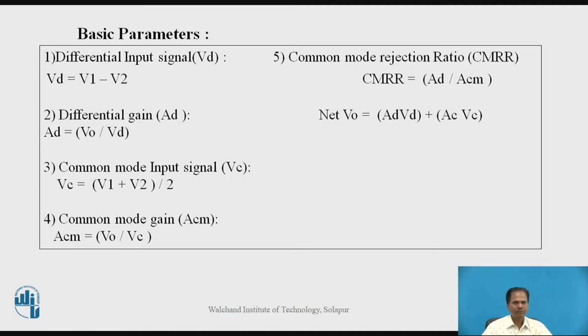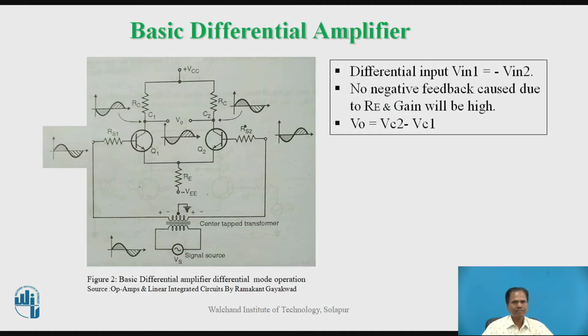So this is possible only when ACM, that is common mode gain, is as less as possible, ideally 0. So ideally CMRR is infinity. Practically it should be as high as possible. Now let us discuss basic differential amplifier. Now this figure shows the circuit diagram for a basic transistorized differential amplifier. It is designed using two identical common emitter biased transistor amplifiers using the transistor Q1 and Q2 of same type.